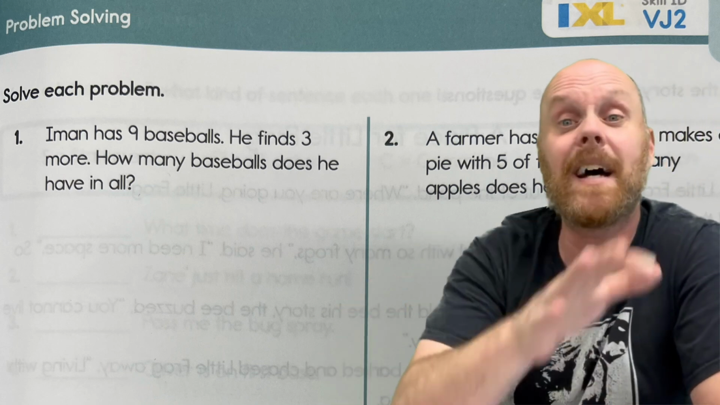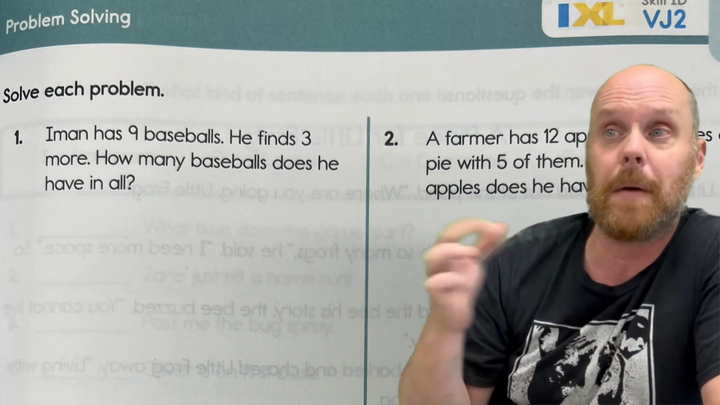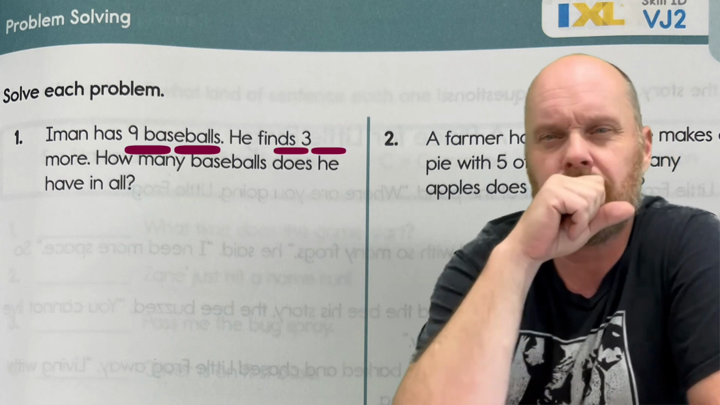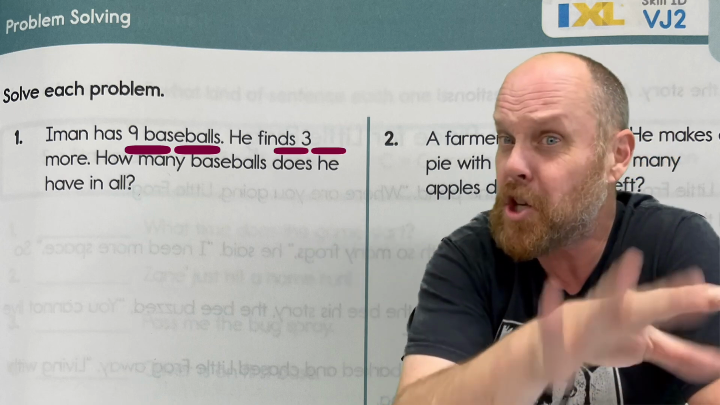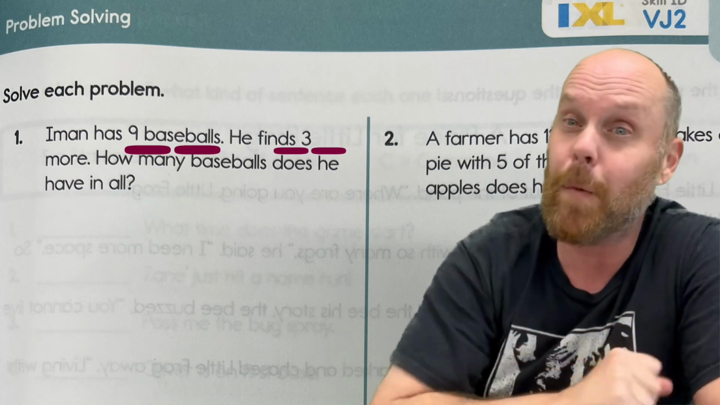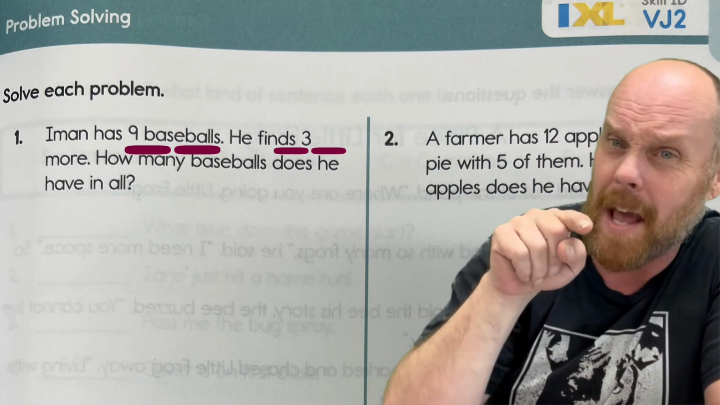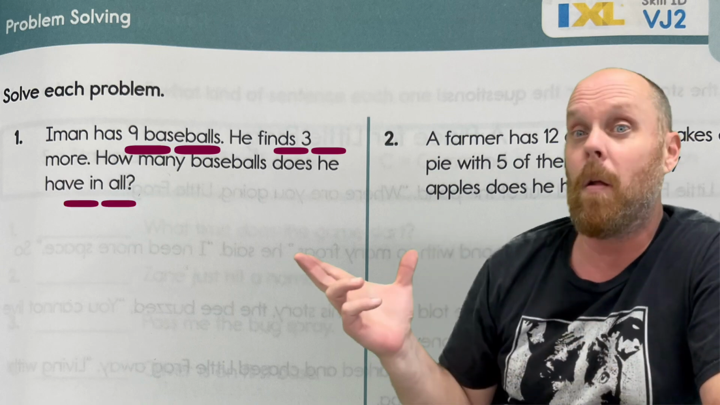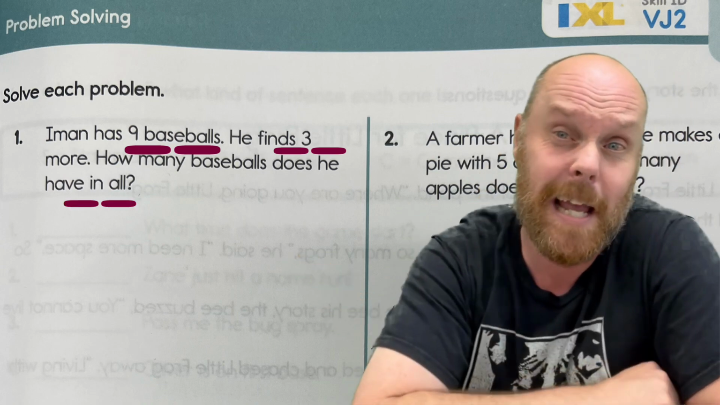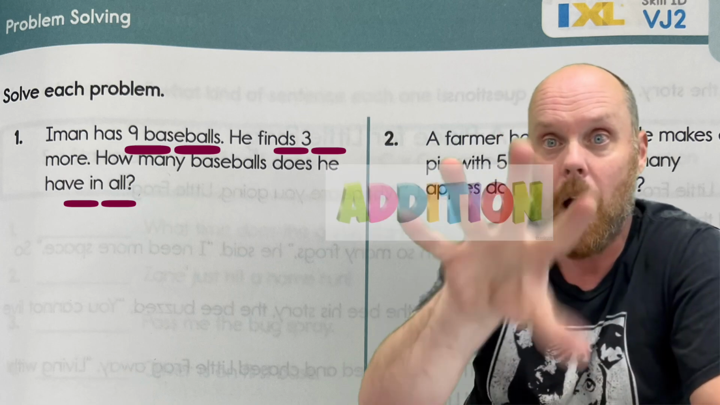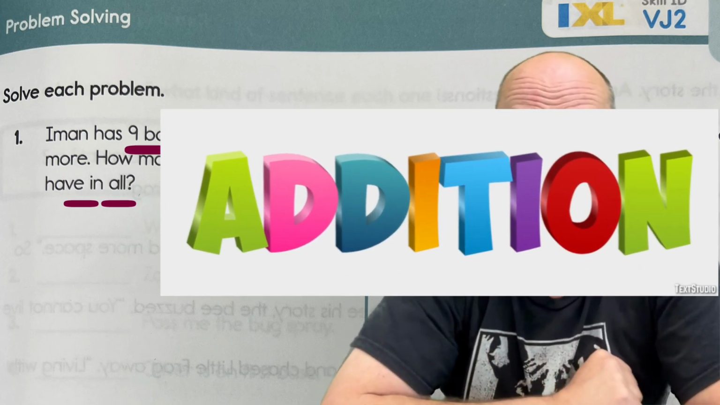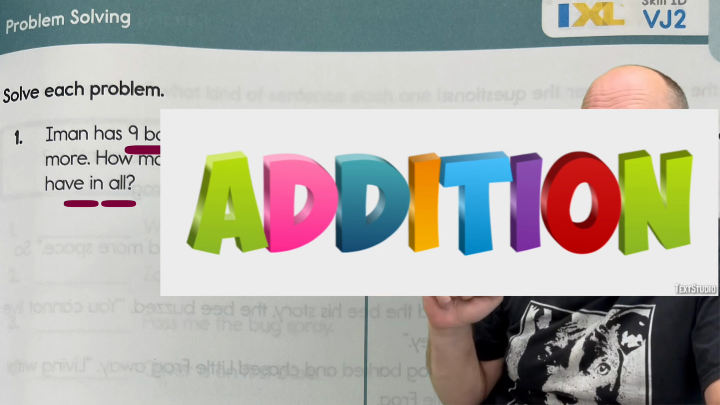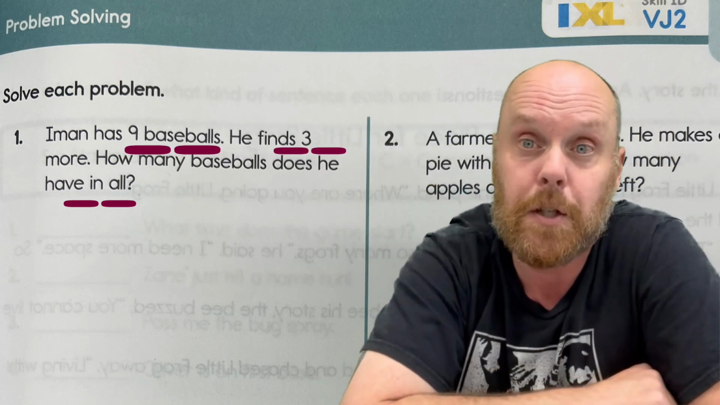Okay, let's write down what we know. He's got 9 baseballs. He finds 3 more. Can we figure out just with those words what kind of problem this is? Well, there is a clue in the question. You see at the very end where it says in all? Well, whenever you say in all, it's going to be an addition. Very good. So let's create our problem. 9 plus 3. Well, what's 9 plus 3?